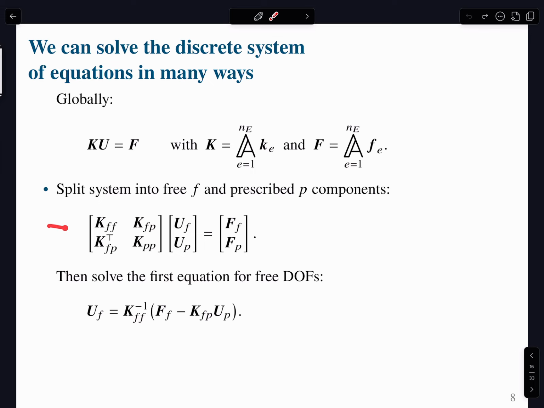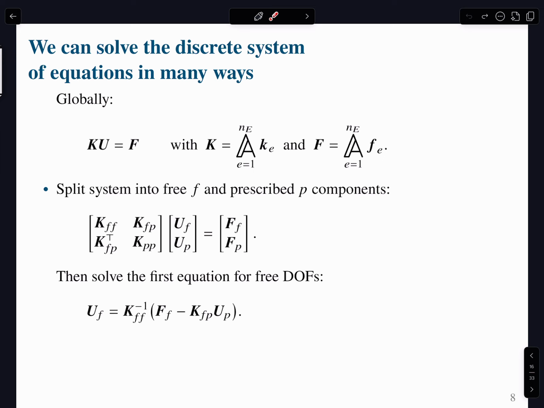So I can simply solve the first equation, which is basically KFF UF plus KFP UP equals FF. That is the first equation. And I can simply solve that equation by inverting only the KFF part of it. Again, remember that we are never inverting a matrix per se. We're performing Gaussian elimination. We never get the actual inverse of a matrix in computational mechanics because that is more costly. All we are interested in is getting UF.